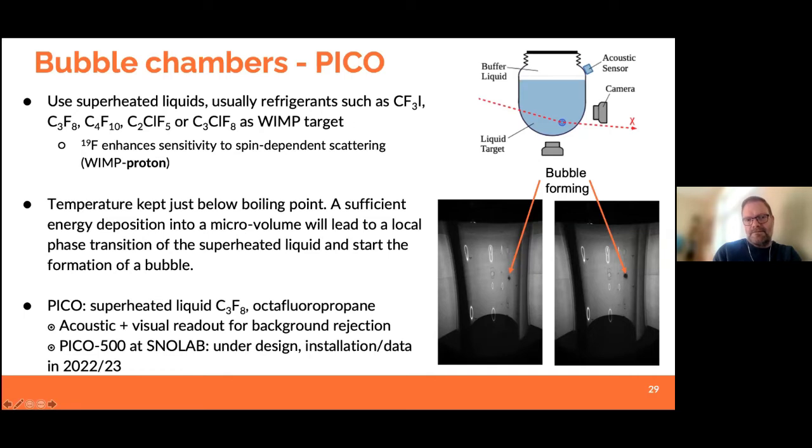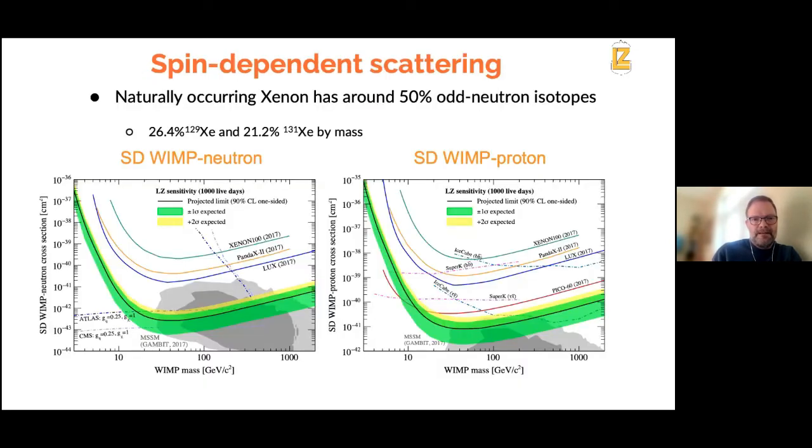And here are just two screenshots where you can see, on the left, there's a small bubble forming here, which is then rising and getting bigger. And so that way, again, you know, some interaction has happened. And as I said, because of the target material, this is very sensitive to spin-dependent scattering of protons. And there are results from PICO, and an upgrade with PICO 500 is forthcoming.